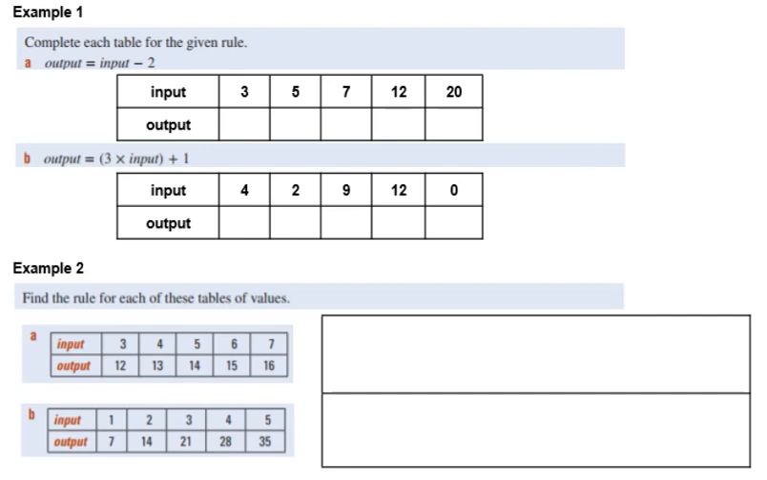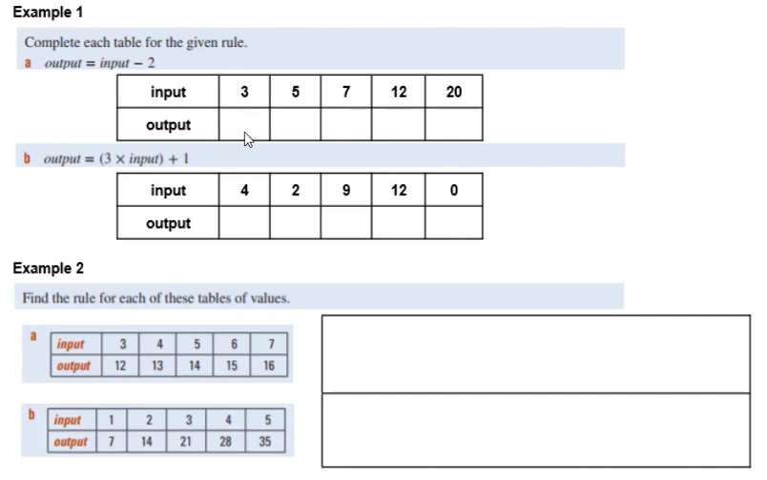Example 1 is very, very easy. What we have here is a rule where we want to find an output number given this input rule. And this input rule is input number minus 2. So all we want to do is fill in the boxes in the table. For every input number, we're going to put it into our little formula here and work out what our output number is. So first one is 3.